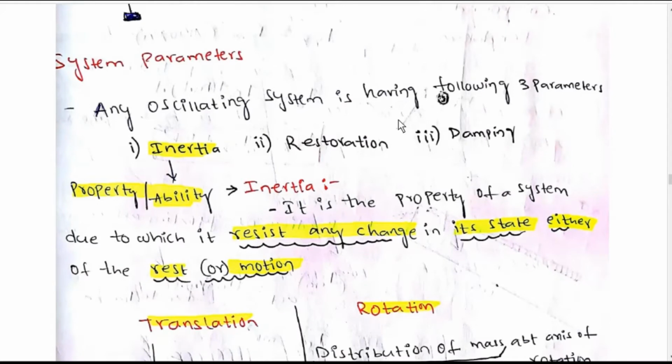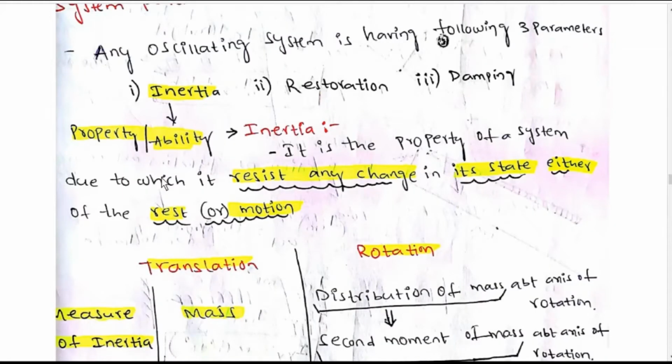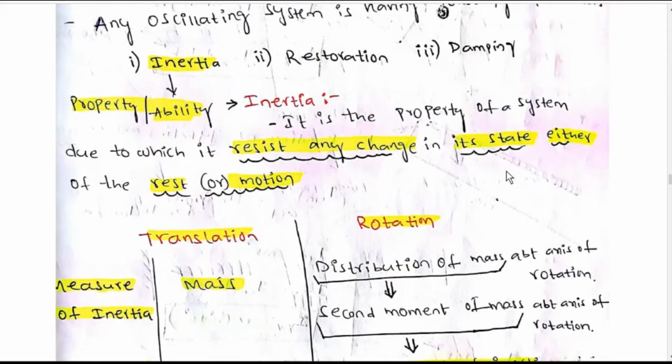System parameters. Any oscillating system has the following three parameters: inertia, restoration, damping. Inertia is the property or ability of a system due to which it resists any change in its state, either of rest or motion.